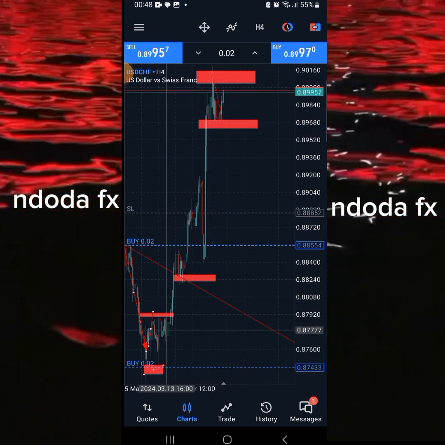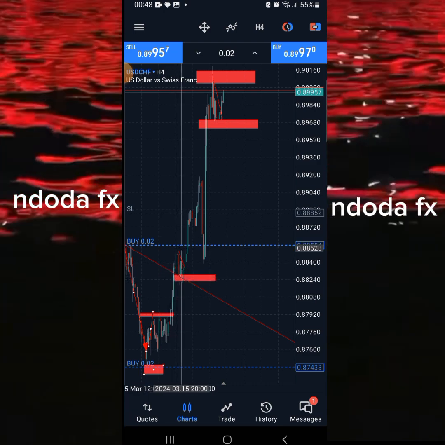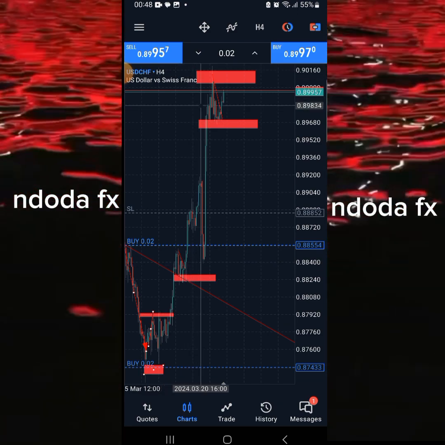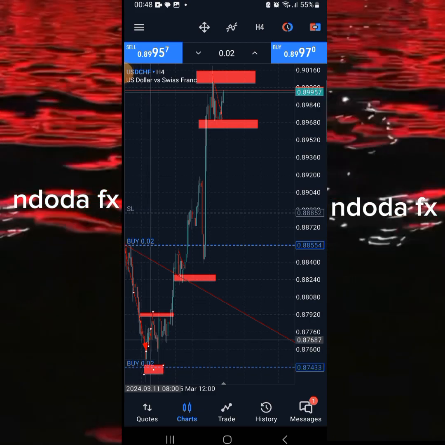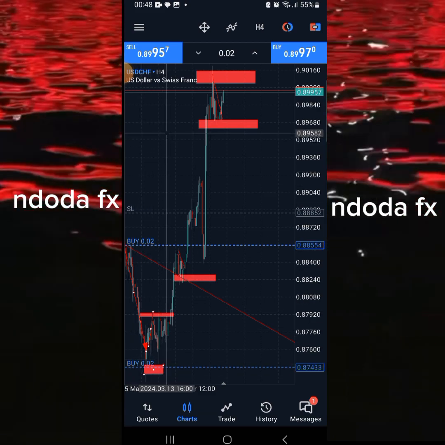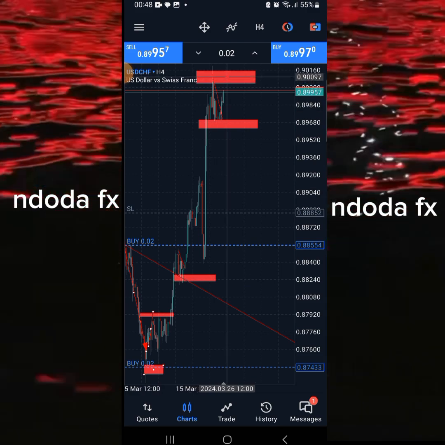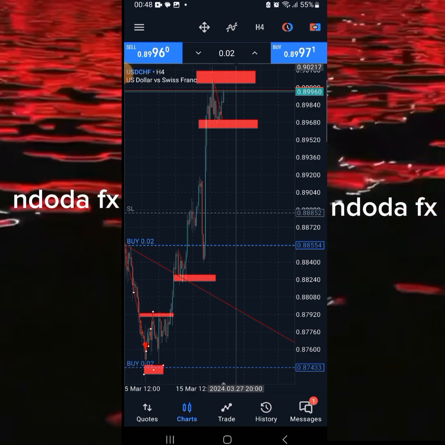because it was an impulsive move, retracement, impulsive move, retracement, impulsive move, retracement, impulsive move. Why? Because we are in a bullish momentum with bullish characteristics towards the upside. So let us ride the upside.